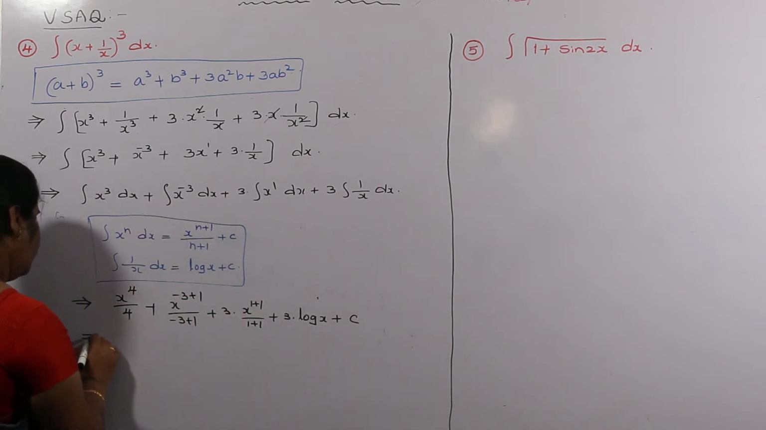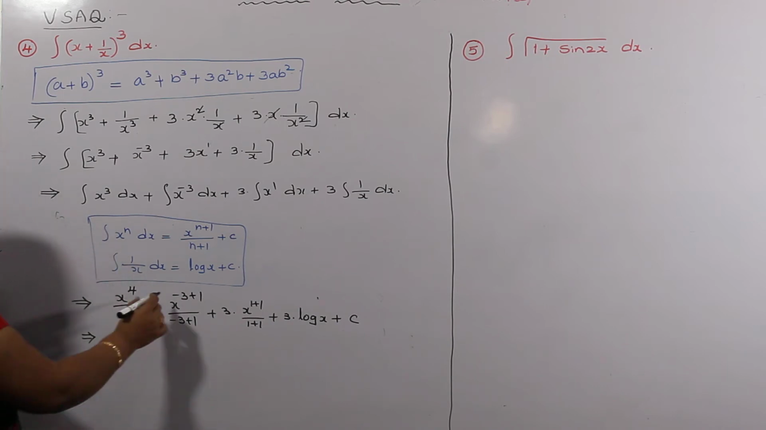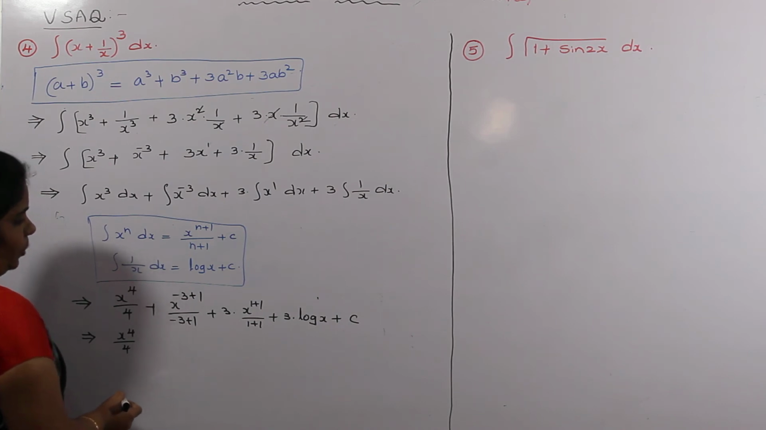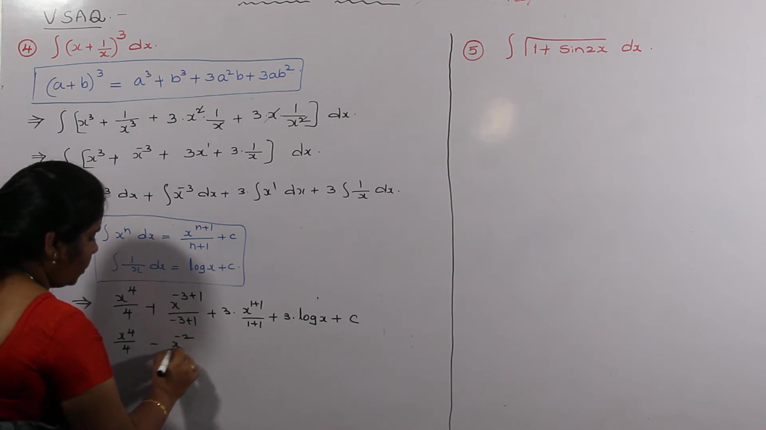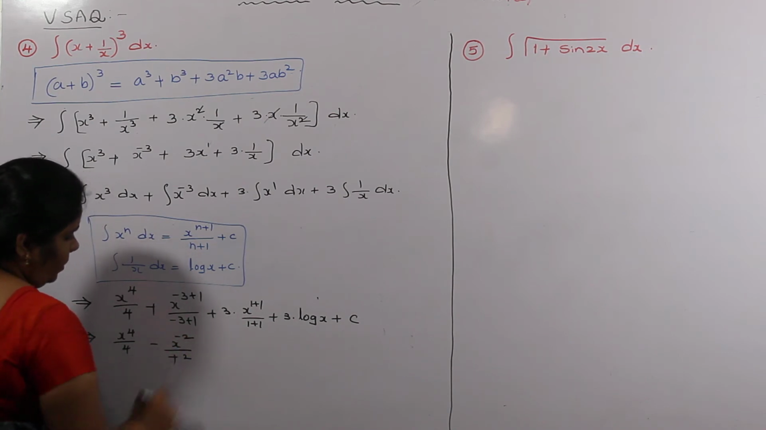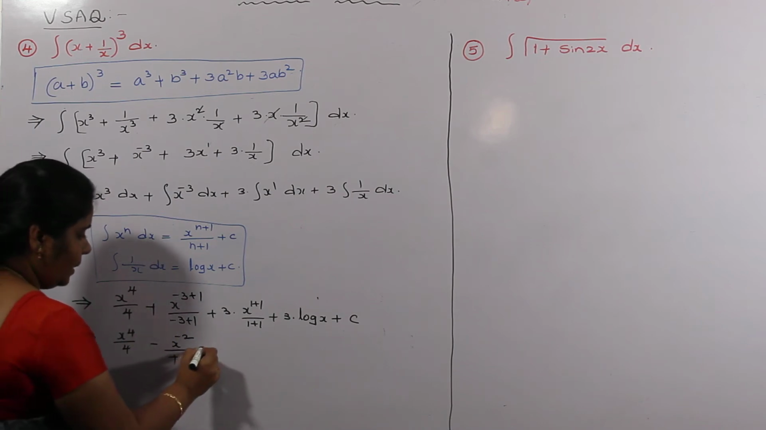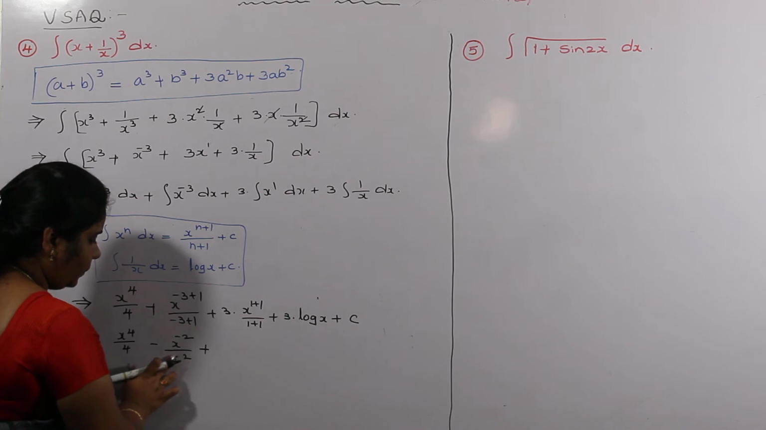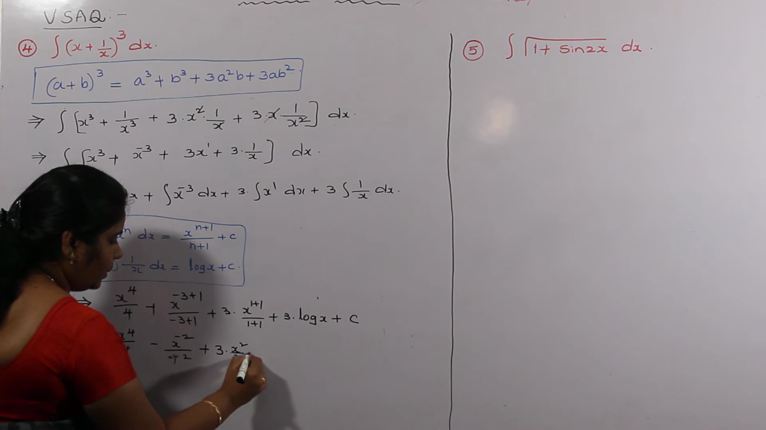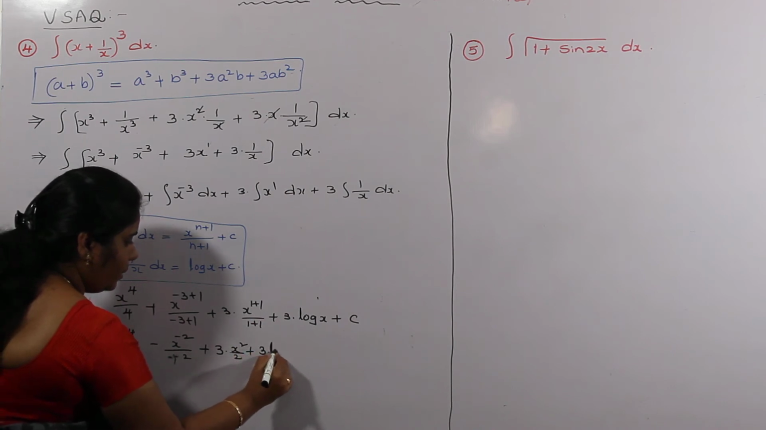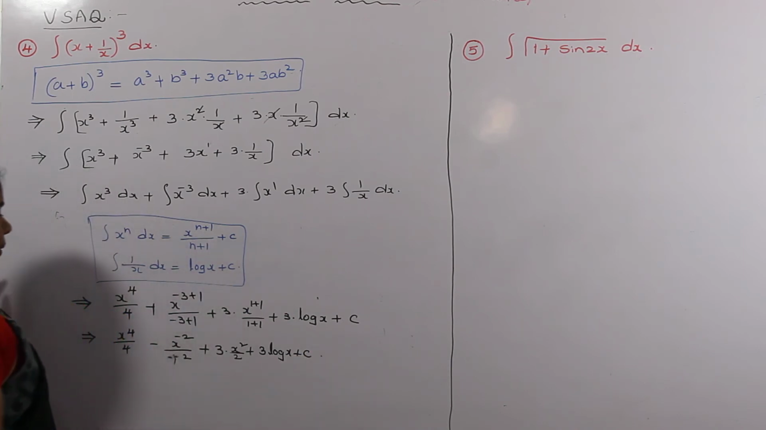Now this is x power 4 by 4. X power minus 3 plus 1 is minus 2, so x power minus 2 by minus 2. Plus into minus is minus, x power minus 2 by minus 2. Minus 3 plus 1 is minus 2. Plus into minus is minus, plus 3 into x square by 2 plus 3 log x plus c is the answer.